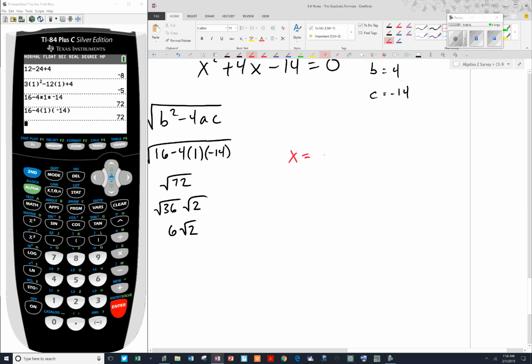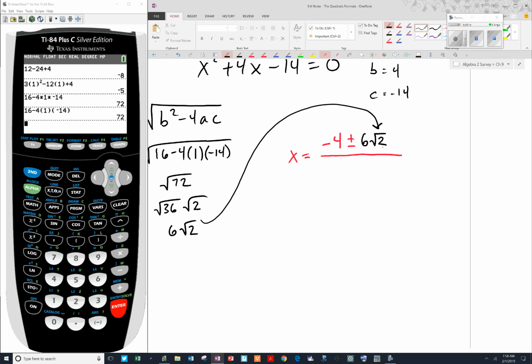So the quadratic formula is negative b. What is b in this problem? 4, so negative 4 plus or minus. Now here's where the work that we did pays off. 6 square roots of 2 goes right there. Okay, and this might get a little messy, but if you want to do something like that, that's where that came from. In the denominator, what is the denominator of the quadratic formula?